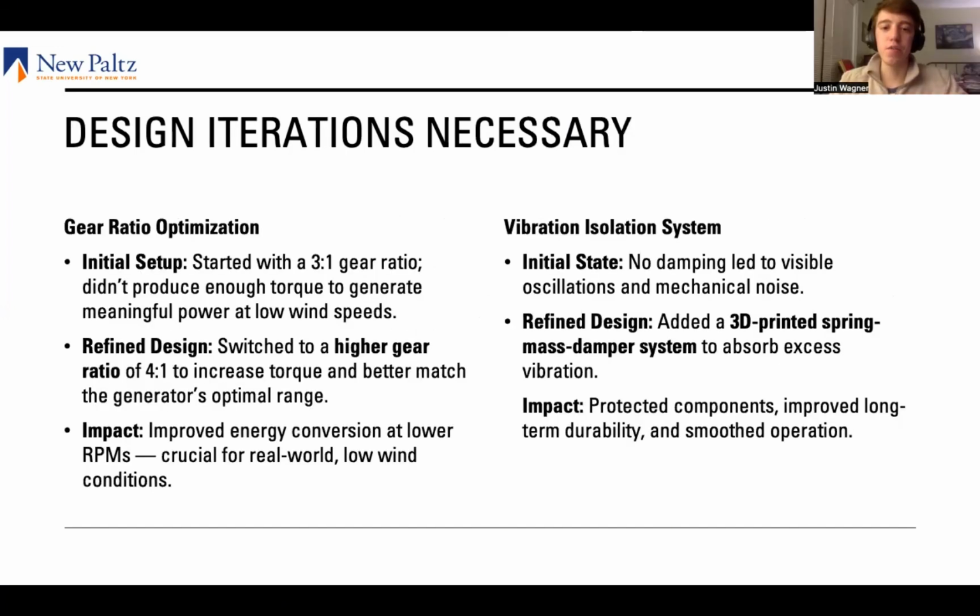Two key iterations helped improve the design. First, we optimized our gear ratio starting from 1 to 1, which didn't generate enough torque. We shifted to a higher gear ratio of 4 to 1 to better match our generator's needs. Second, we added a spring mass damper system, 3D printed to isolate vibrations. This reduced mechanical stress and made the system more stable during operation. Both adjustments helped us move from concept to a functioning, testable product.